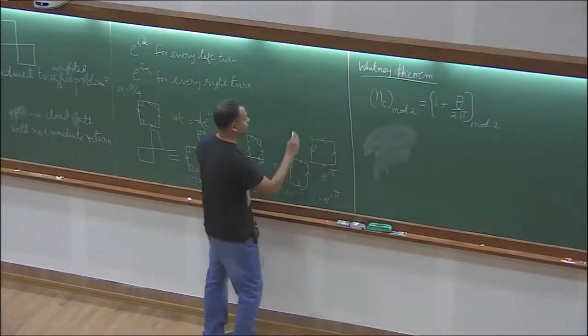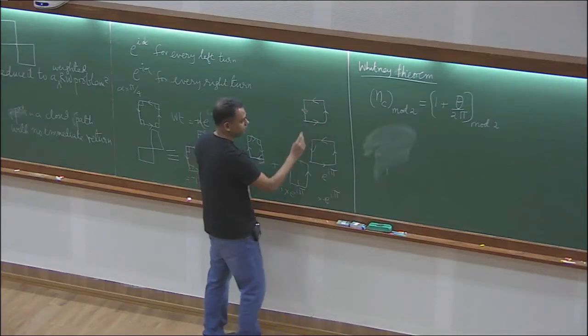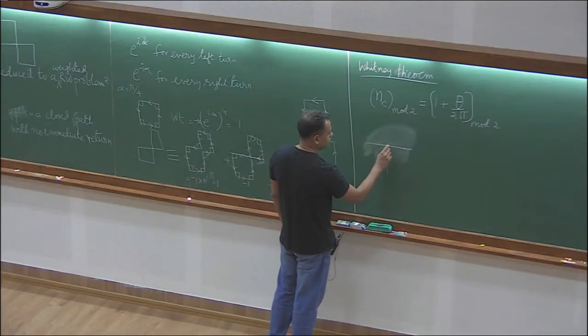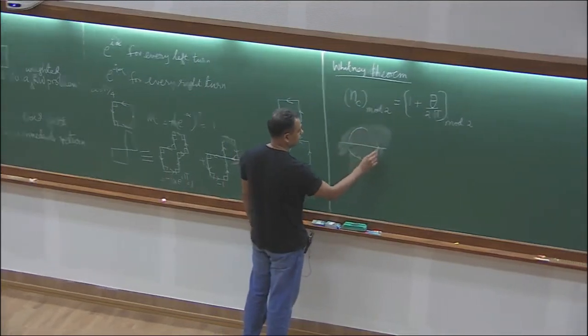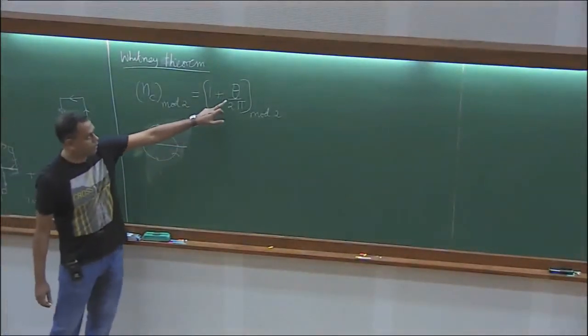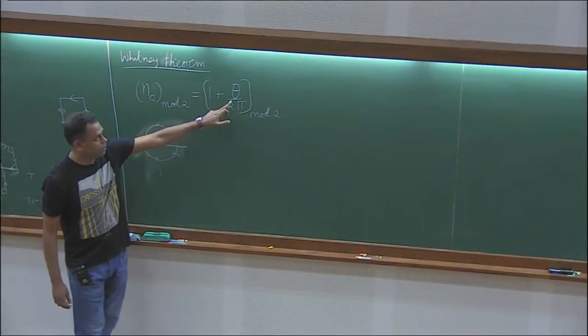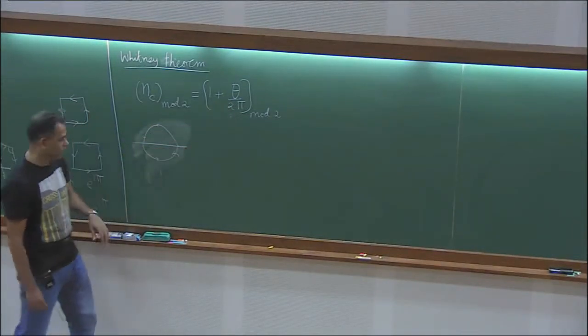Let us start with a simple example of this one. This is very simple. My angle is 0 first. It goes to pi by 2, to pi, and back to here. That is 2 pi. So if I put 2 pi here, I get 1 plus 2 pi by 2 pi. That's 1 plus 1, mod 2 is 0. Number of crossings is 0.